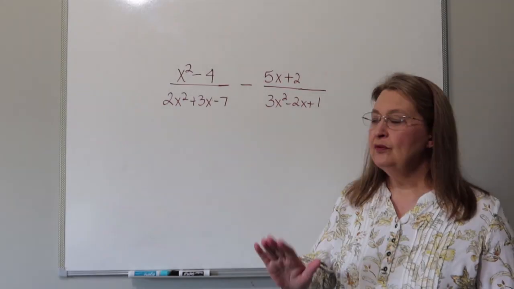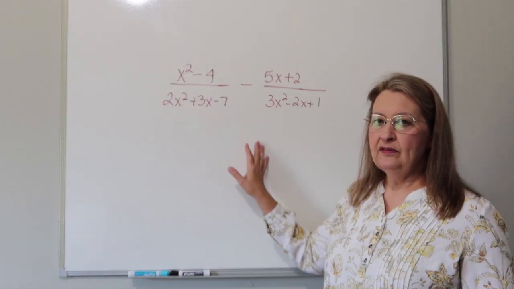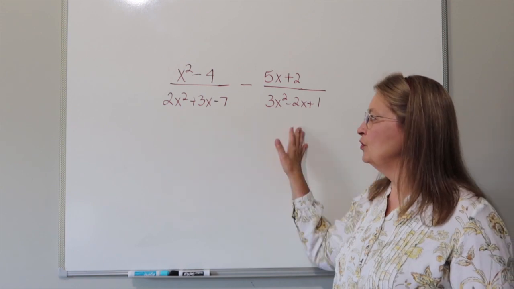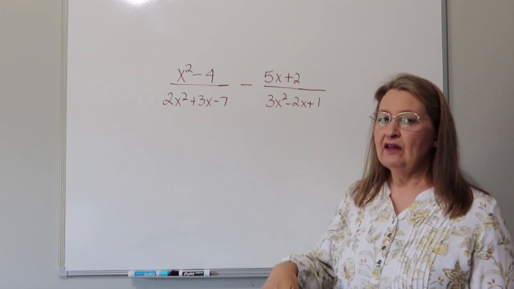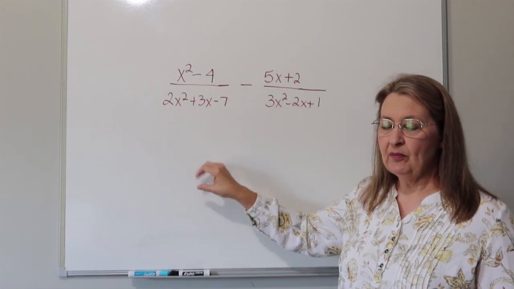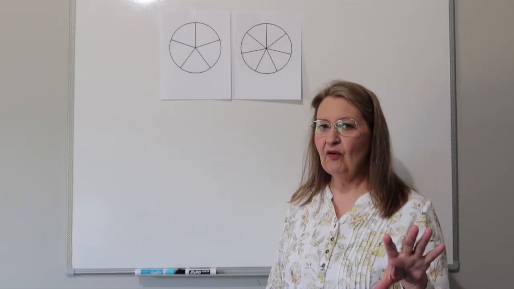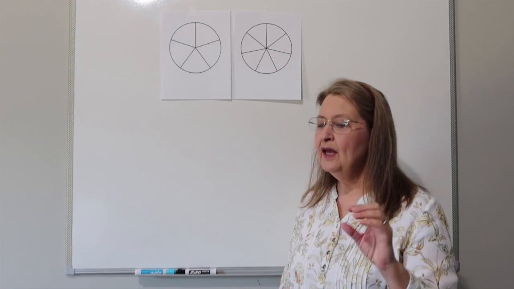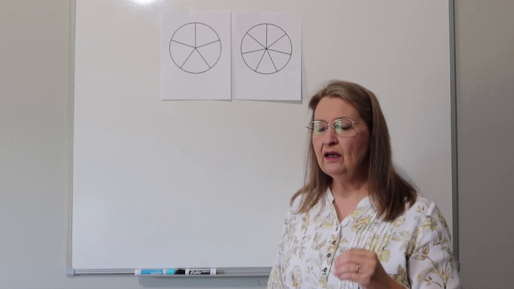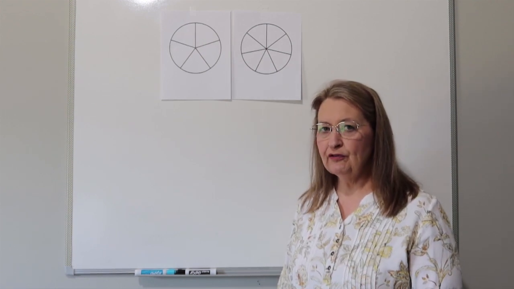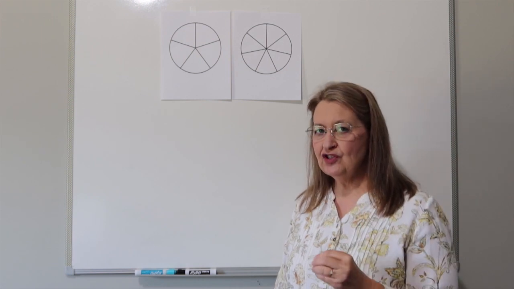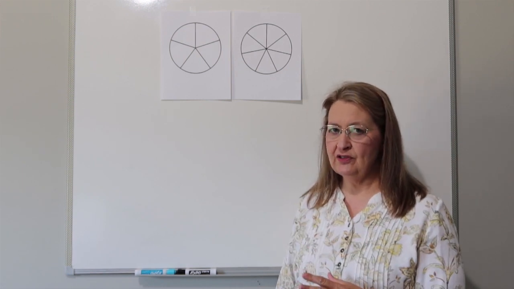So just a preview, this is where we're headed. This is a subtraction problem with 2 rational expressions. In the last section we learned how to simplify them. So now we're going to be combining them. So let's go old school here for just a second, because if you can really understand regular fractions, doing rational fractions is so much easier.